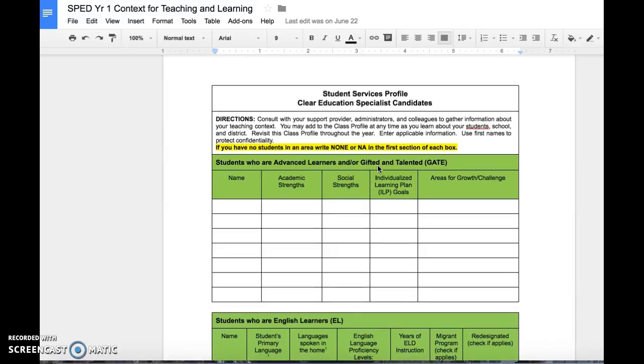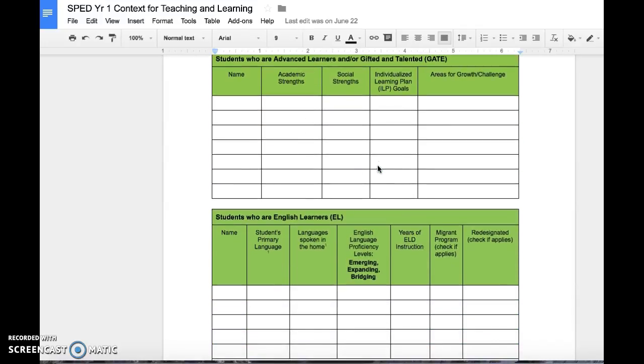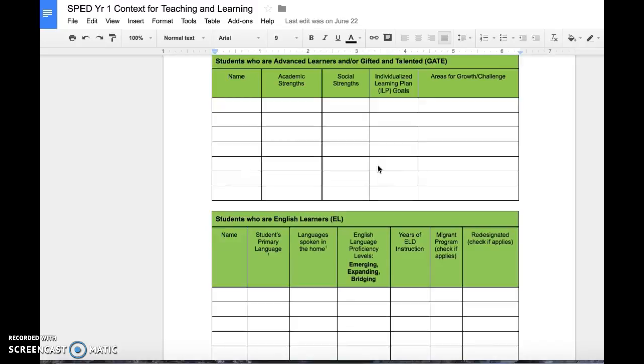Students who are identified as advanced learners or GATE, as well as English learners, will be documented in the Student Services Profile too. Consult with your support provider, your administrator, and/or colleagues to gather this information about your students. If you have a section with no students, please enter NA in that section. Do not leave it blank.